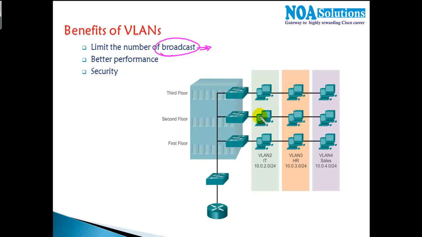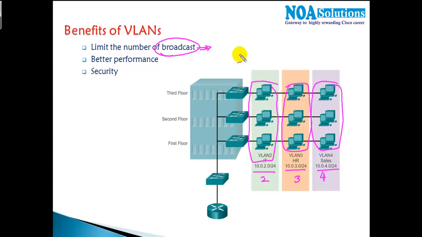So the major benefit is minimizing the number of broadcasts, because we really want to ensure that all the departments are in different VLANs. They are already in different networks, like the 10.0.2 network and 10.0.3/24. Also, I want to ensure that they are in different VLANs, like VLAN 2, VLAN 3, VLAN 4, or any number from 2 to 1001. This is the default VLAN range which every switch supports.